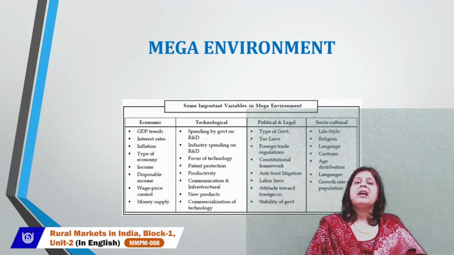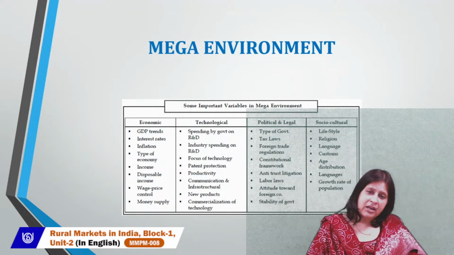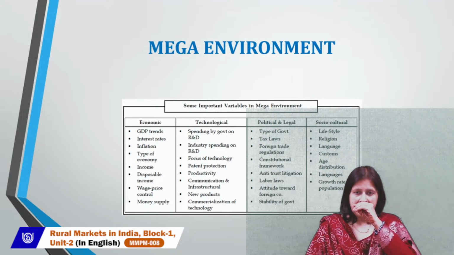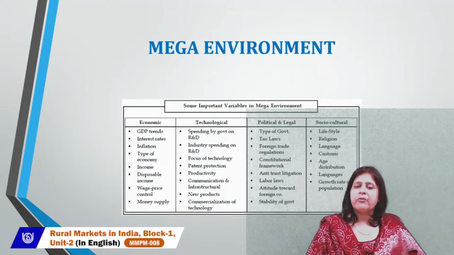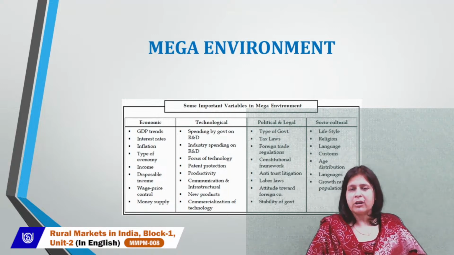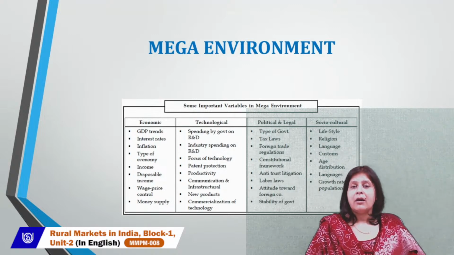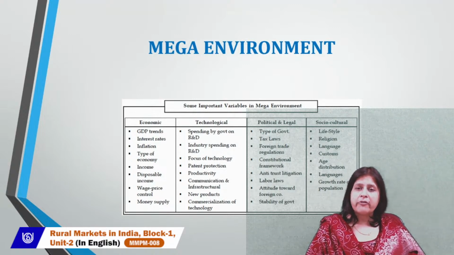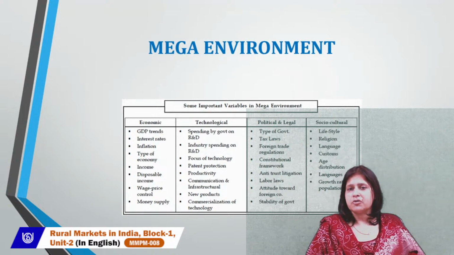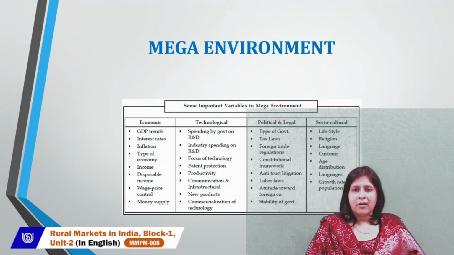Then the political and legal environment, right? Again, it is the mega environment or the macro environment, and is beyond the control of anyone. That is the type of government, what type of government it is, is beyond the control of any organization. Because what is the meaning of type of government? Actually, the type of policies that the government frames, right? So it is beyond the control of anyone, and it impacts the industry. Then the tax laws, right? What are the tax laws?